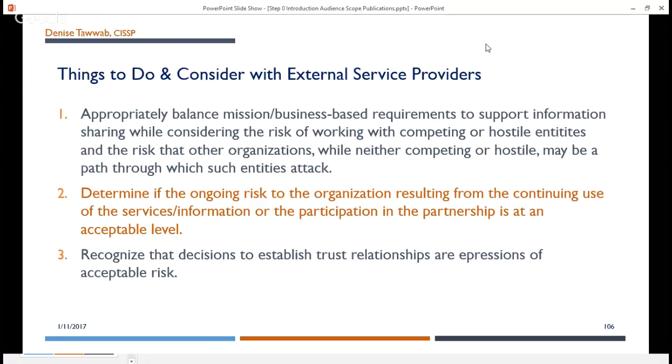So anytime you open your organization and your organization's information to a third party, there is some risk associated with that. Two, determine if the ongoing risk to your organization resulting from the continuing use of the services or the participation in the partnership is at an acceptable level. So you want to monitor that risk and recognize that decisions to establish trust relationships are expressions of acceptable risk.